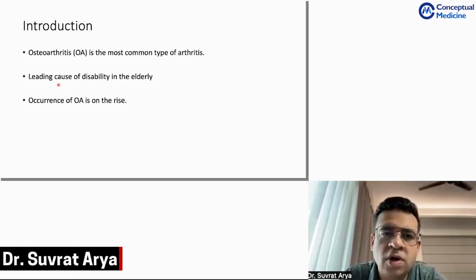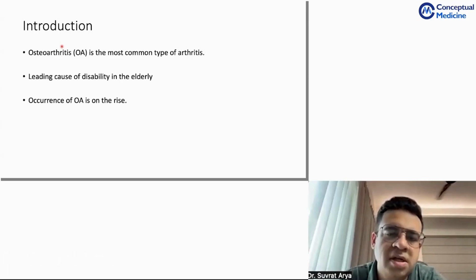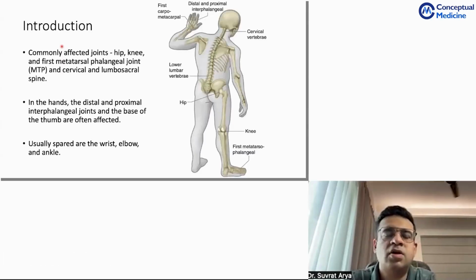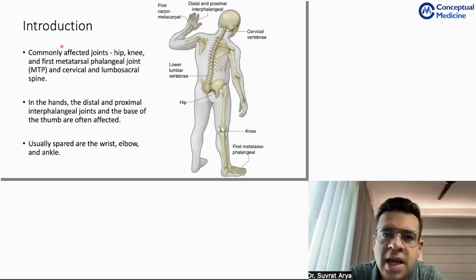People are surviving longer, so osteoarthritis is also rising because it is a disease of degeneration. It is a disease of wear and tear, which increases with age. So as the elderly population is increasing, the number of osteoarthritis cases is also increasing. So let us get into the introduction and then a little bit about pathogenesis.